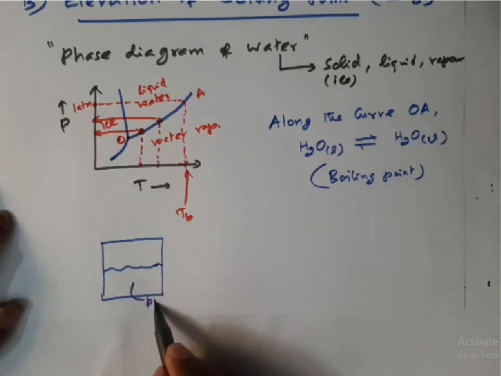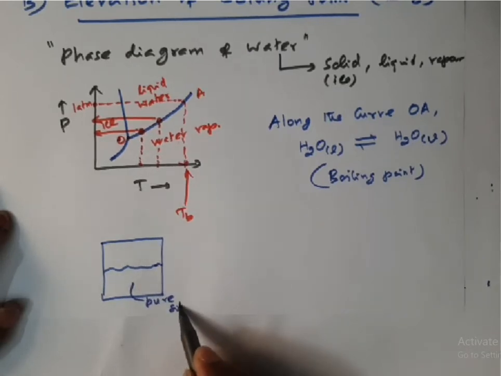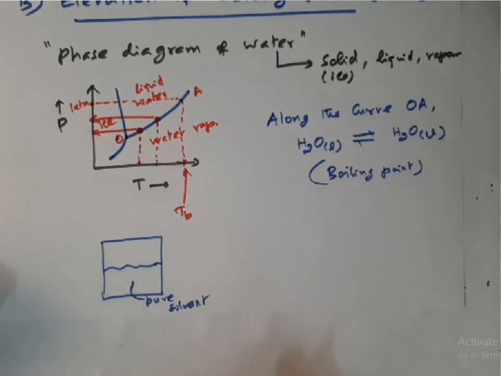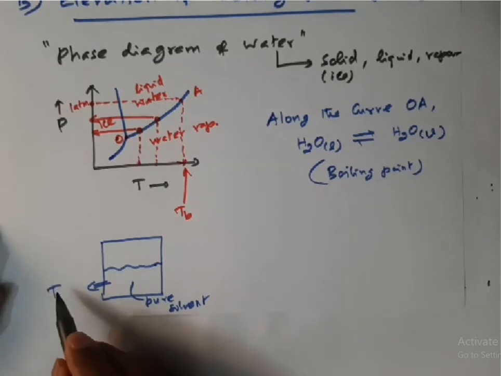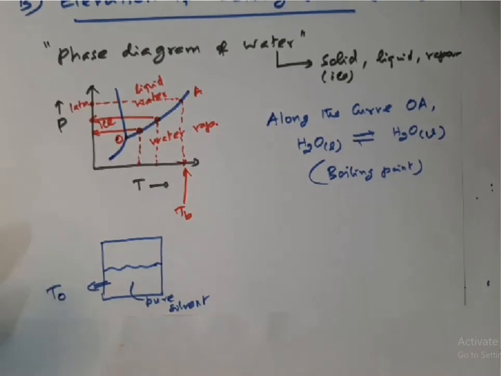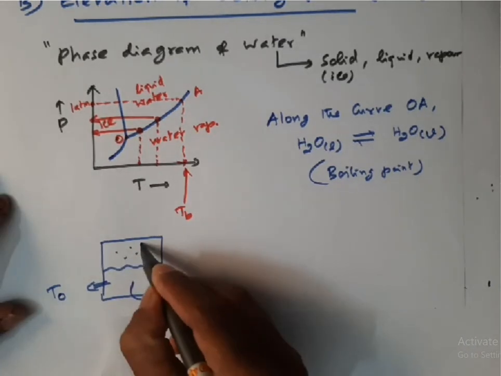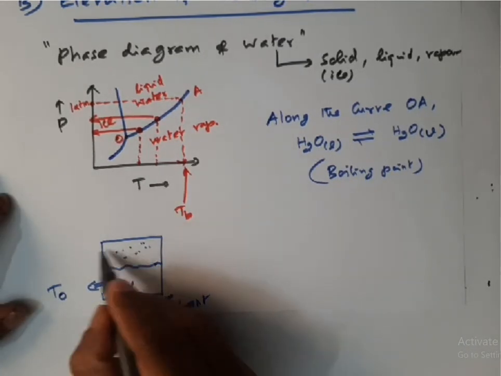So let me take a pure solvent. Students, observe carefully. Pure solvent has some normal boiling point. Let me represent that as T naught. So what is T naught, students? T naught is the boiling point of pure solvent. And listen, here you have vapor pressure. This is the vapor pressure of pure solvent.